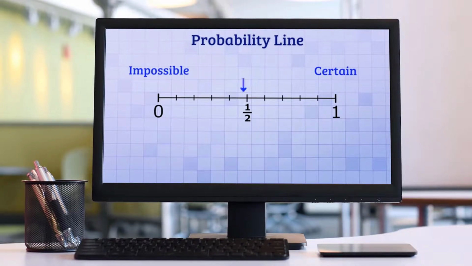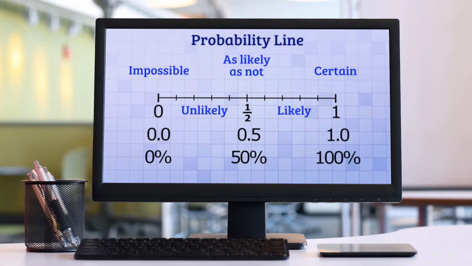A probability of 1/2, like with our coin toss, means that an event is just as likely to happen as it is to not happen. A probability less than 1/2 means that an event is unlikely, and a probability greater than 1/2 means that an event is likely. In addition to fractions, it's also common to write probabilities as decimals or percentages, since you can easily convert between those three. A probability of 0 is the same as a 0% chance of something happening. A probability of 1/2 is the same as a 50% chance. And a probability of 1 is the same as a 100% chance of something happening.